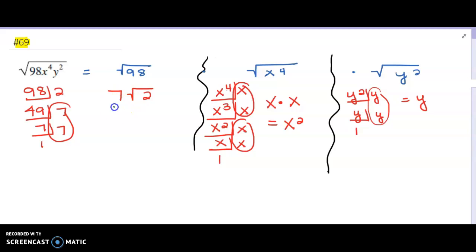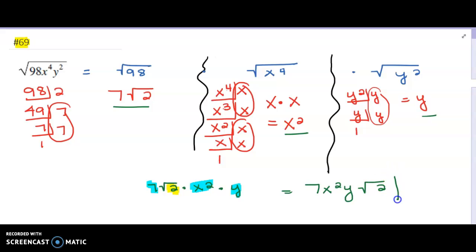Okay, so when I put it all together, I have 7 square root of 2 times x squared times y. Now I want to take everything that's outside of the square root and multiply them. So I just get 7x squared y, and then everything on the inside of the square root, which is the square root of 2. So this would be my final answer.